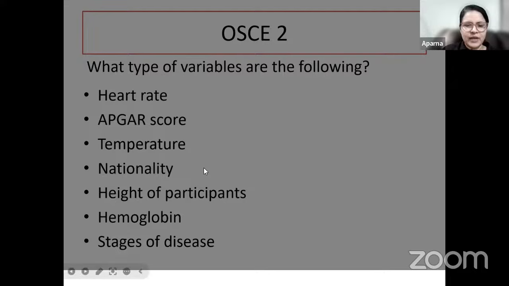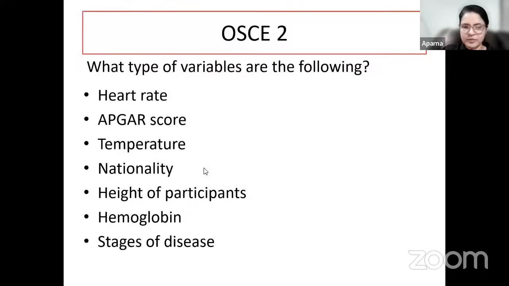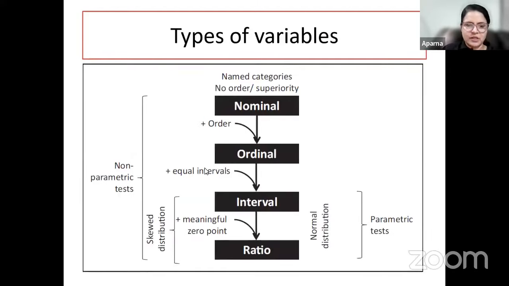Then we have some more examples. Apgar scores. Then we have temperature. Let's take another example: the nationality of the patient, height of the patient, hemoglobin, and stages of disease. So let's not confuse ourselves. I'll give some explanation and then we will revisit this example.